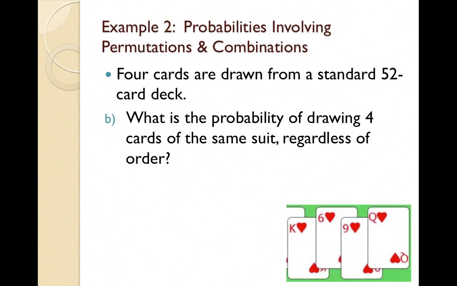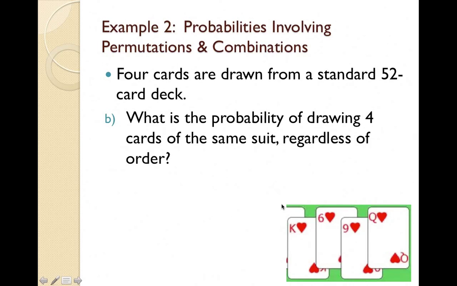All right, let's take a look at another example. We're still drawing 4 cards, but this time we want to know what is the probability of drawing 4 cards of the same suit regardless of order. So there's a couple of things here. First of all, when we see phrasing like regardless of order, that's a pretty good clue that we're talking about a combination rather than a permutation, because order is not going to make a difference.